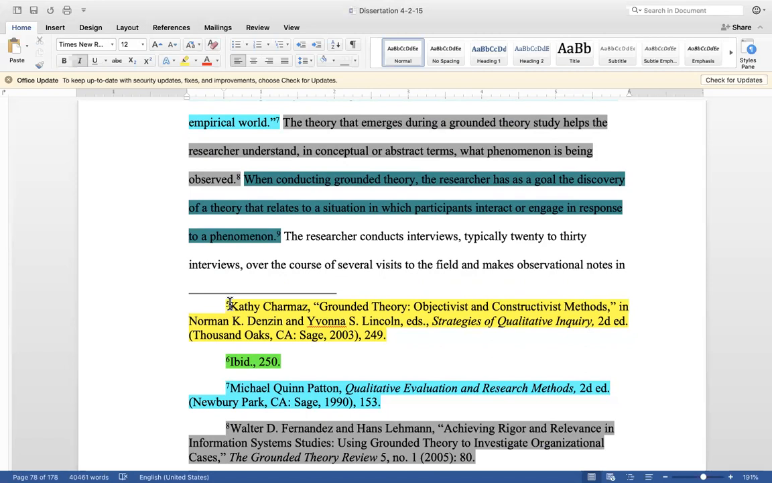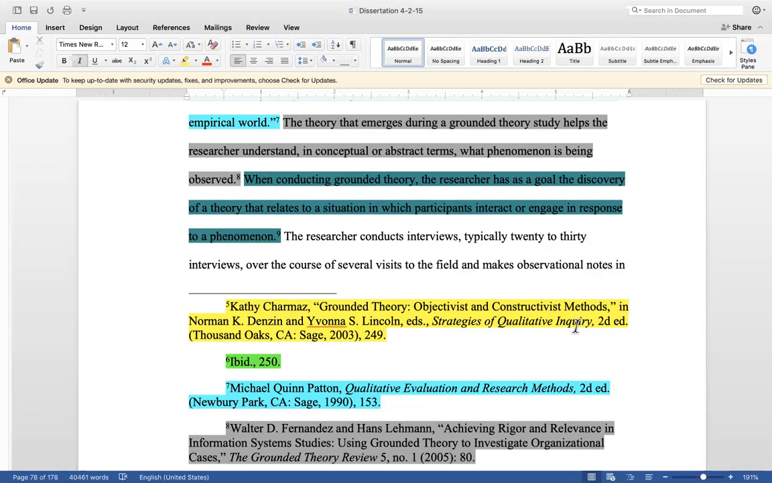So if the professor wants to go and find the exact source where the student got this information that didn't come out of the student's brain, this professor can say, okay, the student is telling me that on page 249 of this book, it's italicized, by Denzin and Lincoln, who are the editors, within this chapter called Grounded Theory, Objectivist and Constructivist Methods by Kathy Charmaz, that's where the student found the information. So let me break this down for you. These people, Denzin and Lincoln, had a really huge book called Strategies of Qualitative Inquiry.